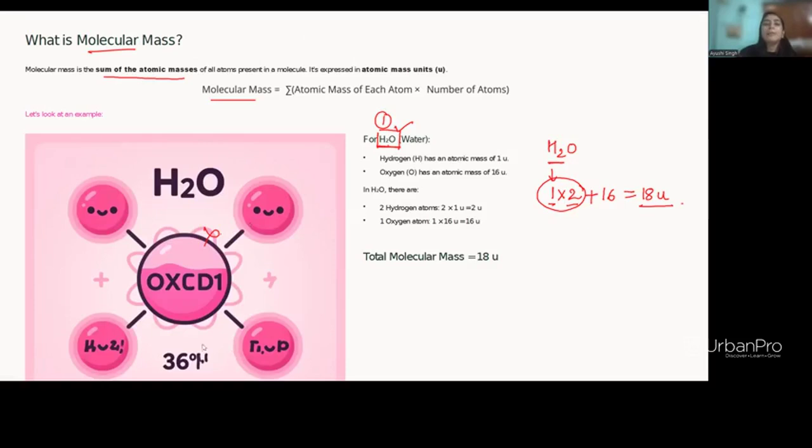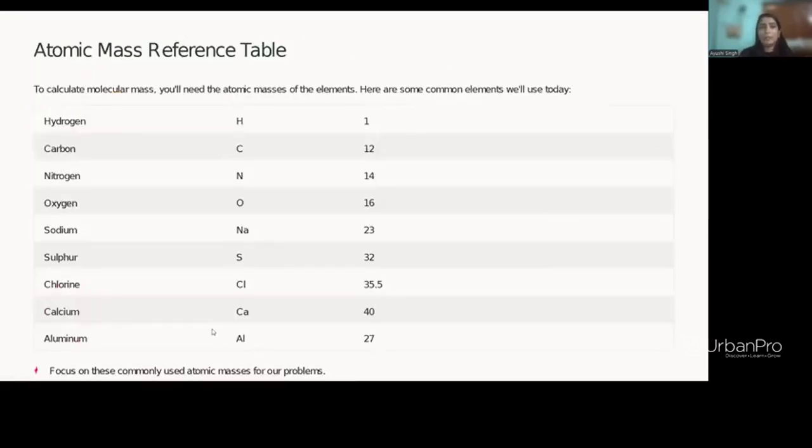Okay, the atomic mass table, if you can look at it. So what exactly are the atomic masses? These are the particular masses you will be dealing with. For hydrogen, it's 1, easy to remember. For carbon, it's 12. You'll be using it a lot. For nitrogen, it is 14. Oxygen, it's 16.